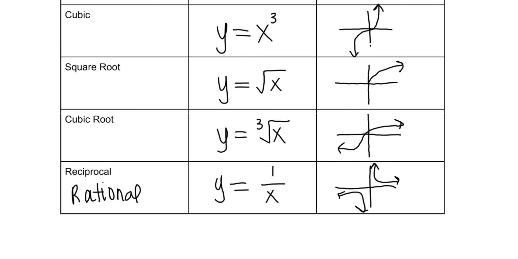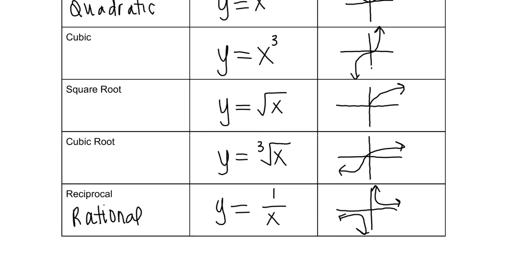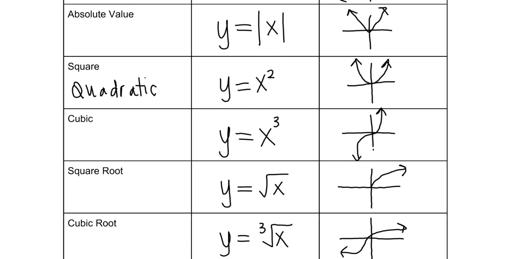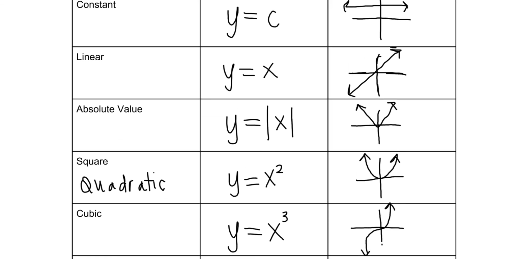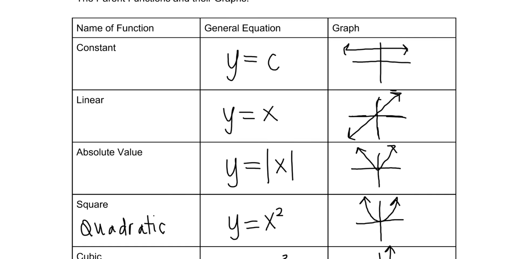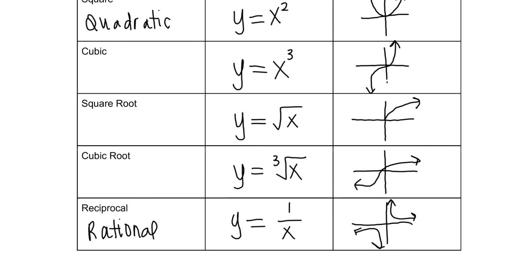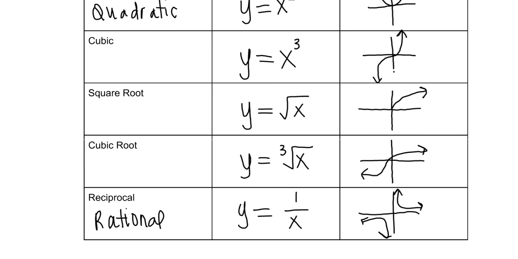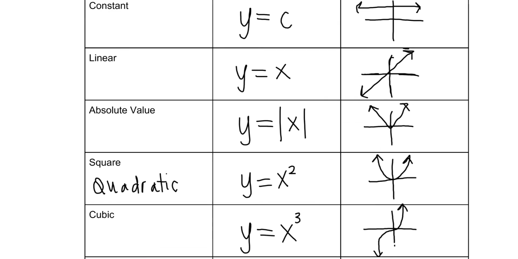So these are our parent functions, their general equations, and then what their graphs resemble. It's the general shape every graph has. And you can always transform each of these parent functions up, down, left or right, wider, reflect it, make it narrower, but they all come from these general equations listed here. And we'll talk more about what we can do with these functions later.